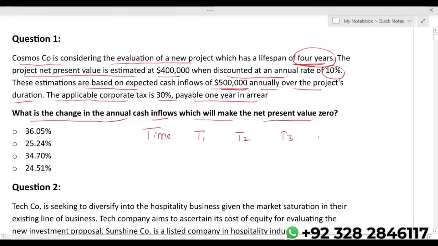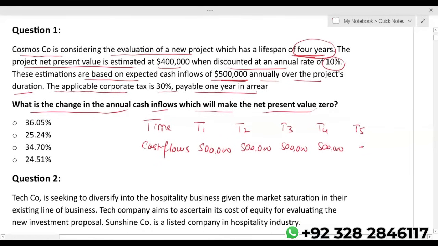Project life is 4 years, but the impact will go till 5. Why? Because we are paying tax with a delay of 1 year. So we have got cash inflows of 500,000, every year it will be 500,000. Of course, you can use the annuity factor also, but sometimes that can create a little problem for the student. So you can solve like this.